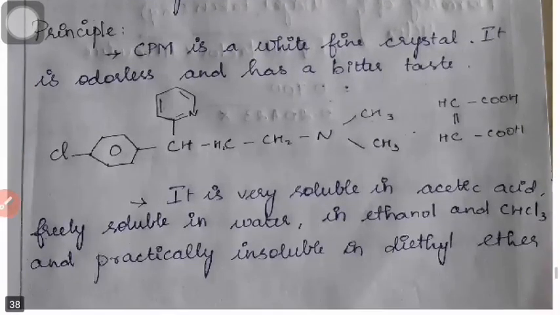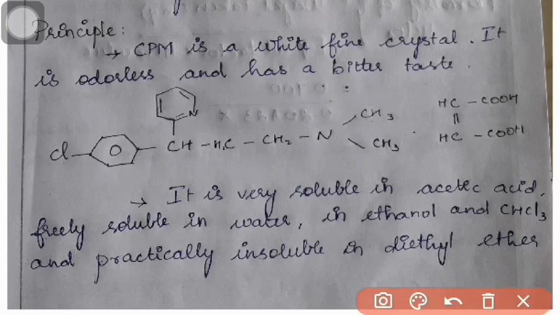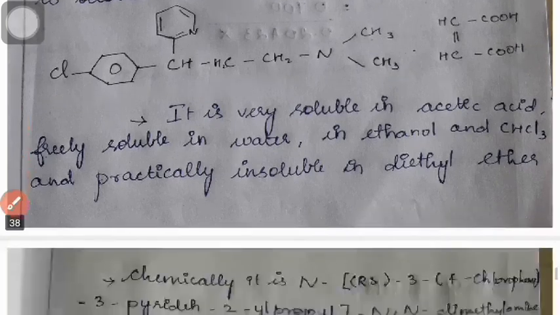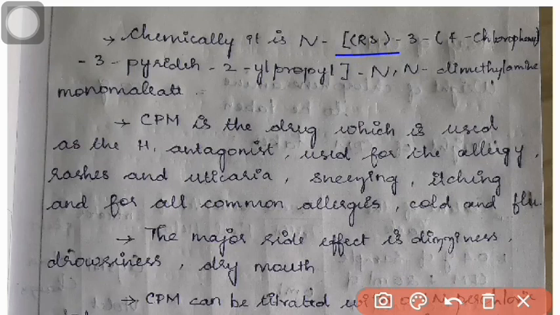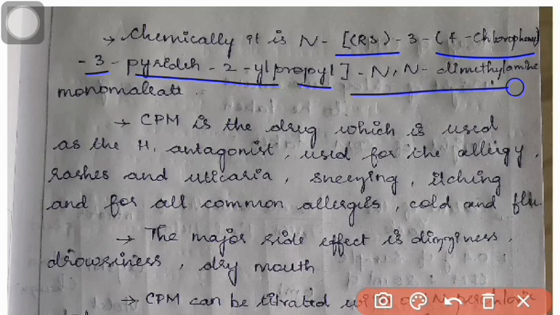It is having a parachlorophenyl group, a 2-pyridyl substitution, then this propyl dimethylamine with maleate as the salt. Chemically, it is a racemic mixture. It is having 4-chlorophenyl, that is parachlorophenyl. At the third position we have pyridyl, 2-yl, and the propyl derivative and N,N-dimethylamine.